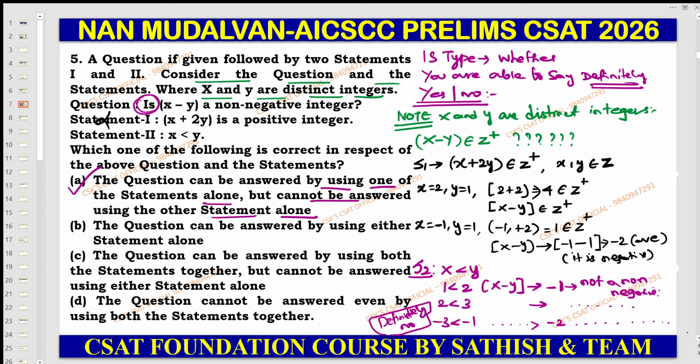Everyone understood? Either statement alone, no. Both statements together, also no. One okay, statement number 2 is sufficient. So A is the correct answer. Definitely no, in all the cases it gives you no, no, no, no, no only. So therefore we are going here with A, because statement number 2 gives you definitely no in all the cases. Shall I move on to the next? Right.